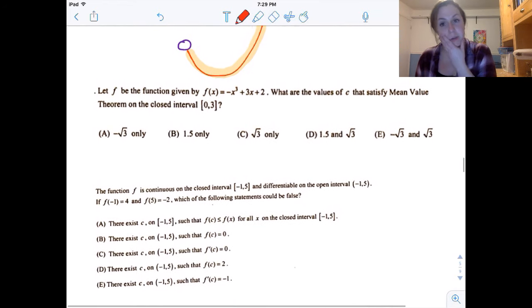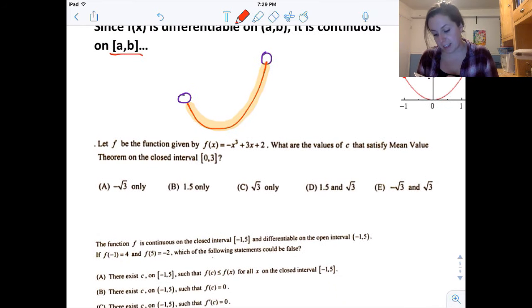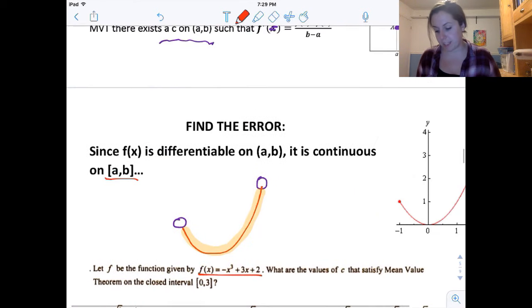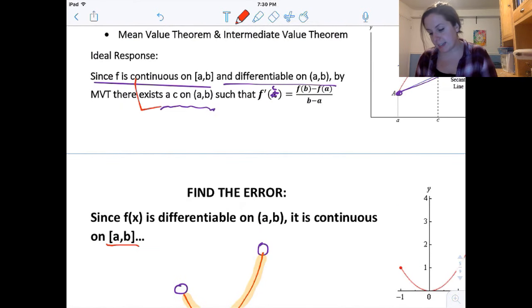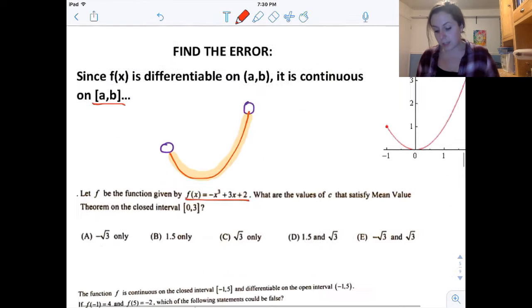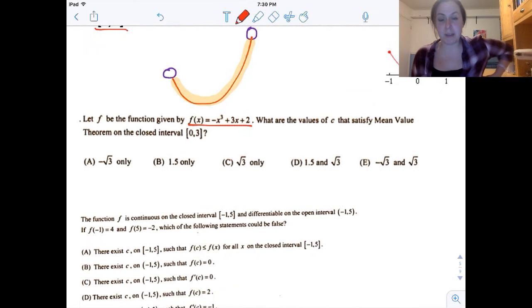So let f be the function f of x equals negative x cubed plus 3x plus 2. What are the values of c that satisfy the mean value theorem? So let's go back to what the mean value theorem said. It said there exists a c such that f prime of c equals f of b minus f of a over b minus a. So c is the x value where those slopes are equal. Okay? So first of all, is this satisfying the mean value theorem? Well, it's a polynomial, so it's continuous and it's differentiable.